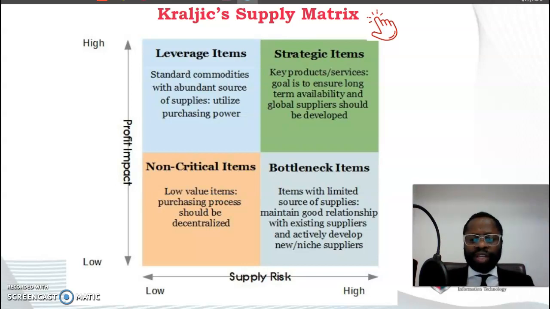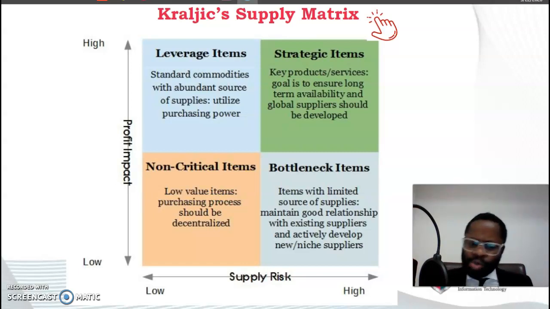So if we had to compare it with non-critical items where you have leverage, extensive leverage, there is no need to have a collaborative relationship. Your relationship can be arm's length because you have leverage. There are many suppliers.